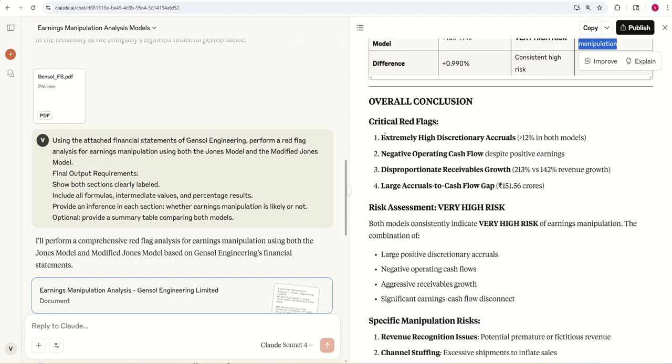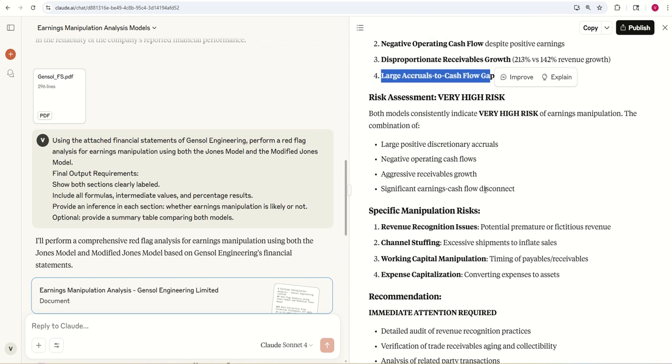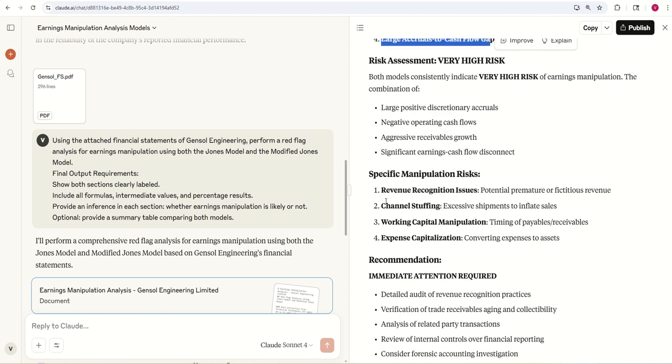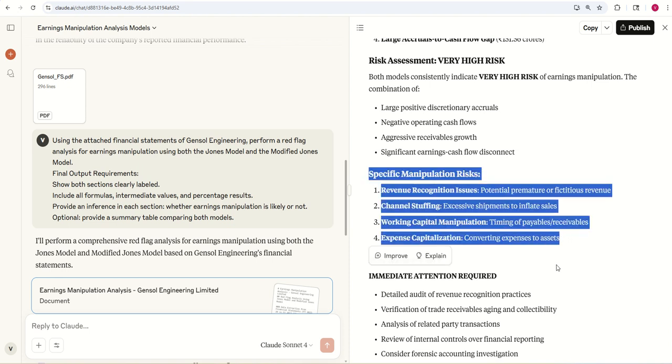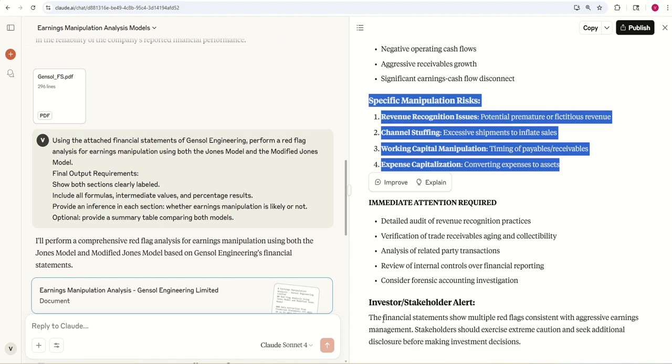The overall conclusion, there are a lot of red flags like extremely high discretionary accruals. Discretionary means the company management decides to show those accruals. So it's greater than 12%. Negative operating cash flow, disproportionate receivables growth, large accruals to cash flow gap. So risk assessment, it is very high risk. Specific manipulation risk, like channel stuffing, this and all could have been possible. It says this and all is possible from these financial statements. Investor alerts, it shows multiple flags with aggressive earnings management. Should exercise extreme caution before making investment decisions.